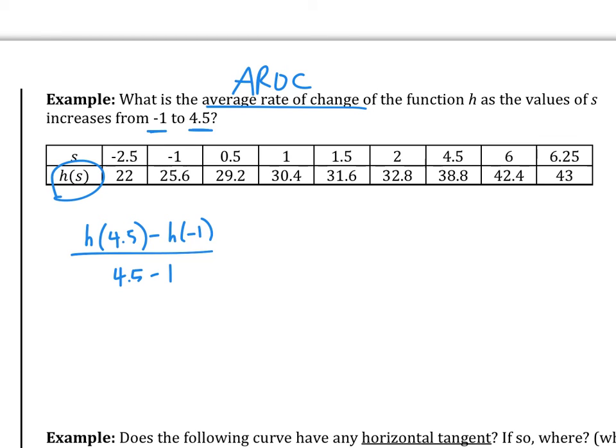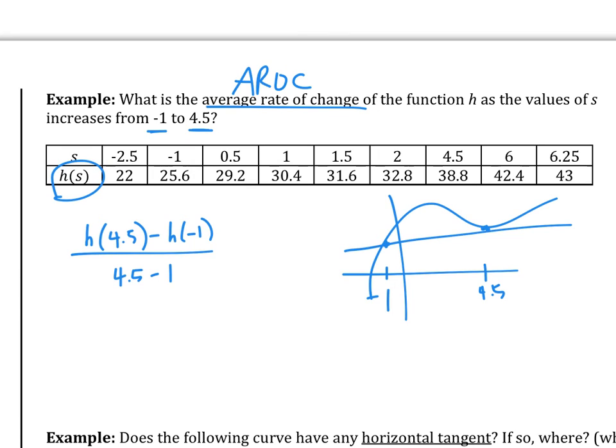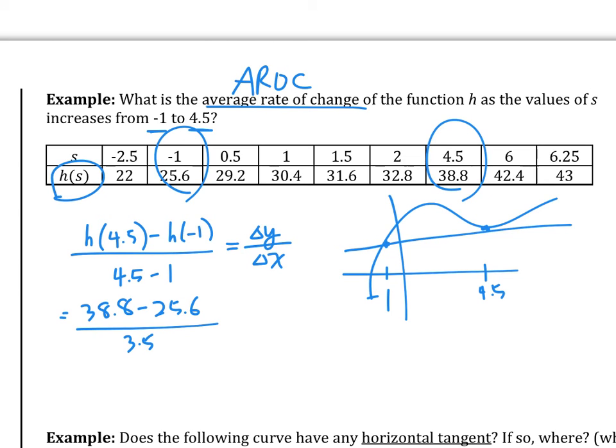So if you were to draw this function h, I don't know how it looks like, it's saying what is the secant slope between -1 to 4.5, and then, let's say there are 2 points on here. What is the secant slope? It is really that, and then we just basically do change in y over change in x. Except this time you have a table, so then you just need to pick the points from the table. So h of 4.5 is 38.8. H of -1 is 25.6, over 3.5. And then calculate that.